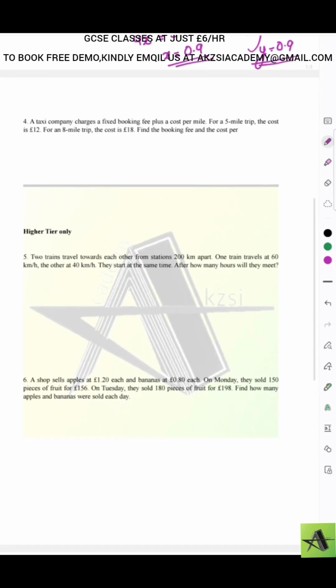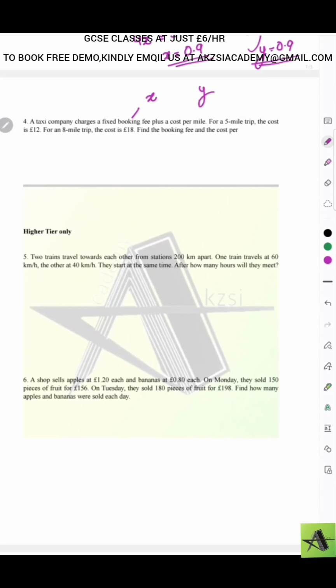A taxi company charges a fixed booking fee plus a cost per mile. For a 5-mile trip, the cost is £12. For an 8-mile trip, the cost is £18. Find the booking fee and the cost per mile. So a taxi company charges a fixed booking fee. Let's say that is x. And a cost per mile, so that y will be the cost per mile.